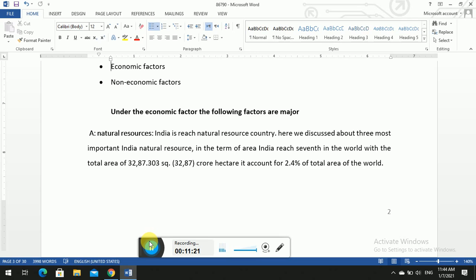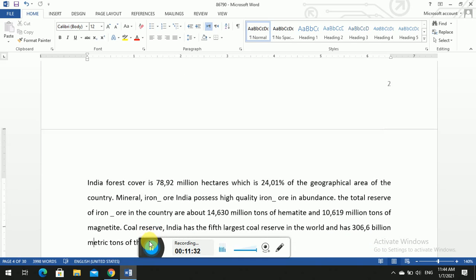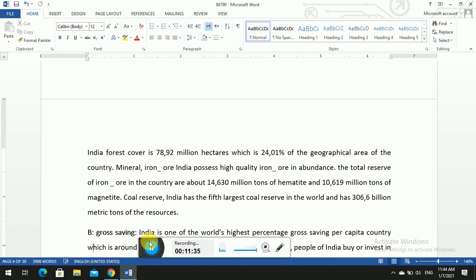There are three most important natural resources. In terms of area, India ranks 7th in the world, with a total area accounting for 2.4% of the total area of the world. India's forest cover, imagine, is 78.92 million hectares, which is 24% of the geographical area of the country. Mineral iron: India possesses high quality iron ore in abundance. The total reserve of iron in the country is about 14,630 million tons, and also 10,600 million tons of magnetite.